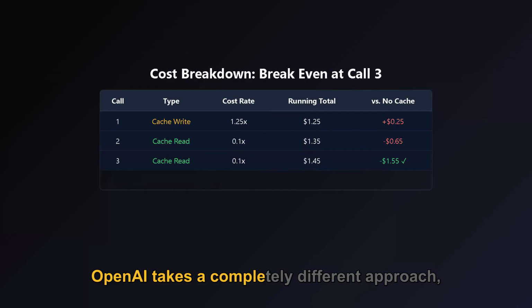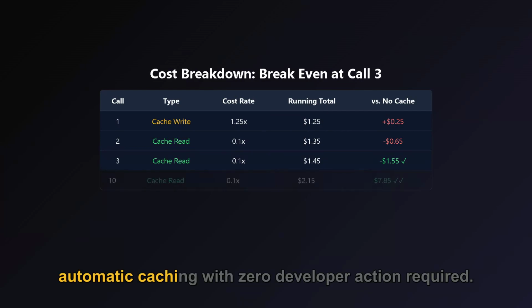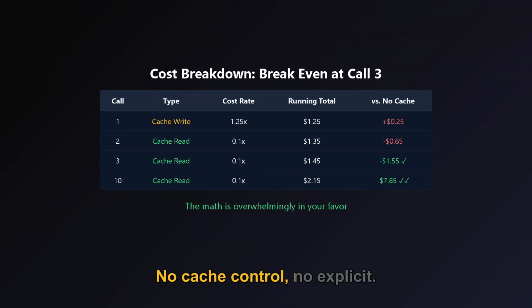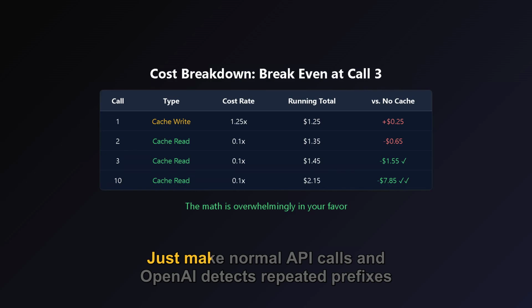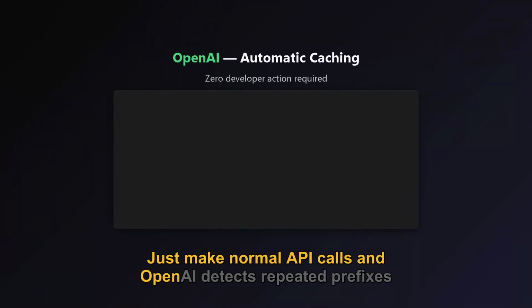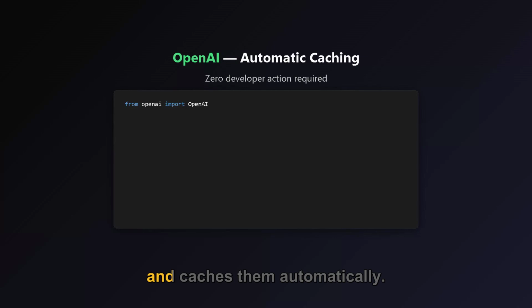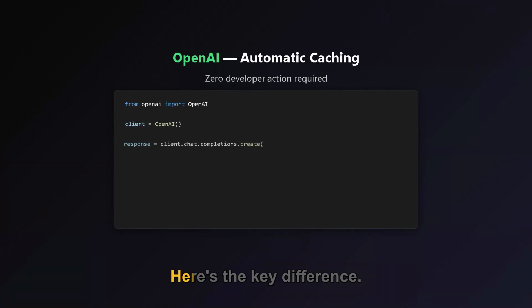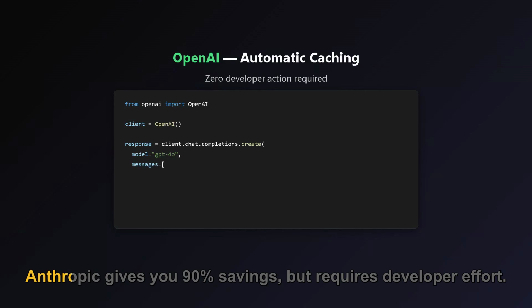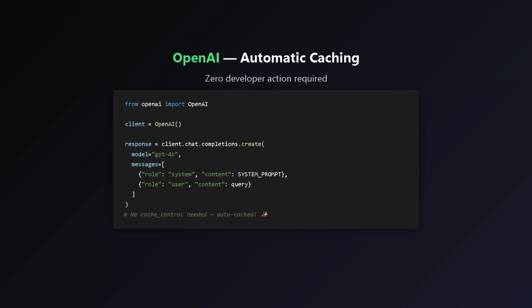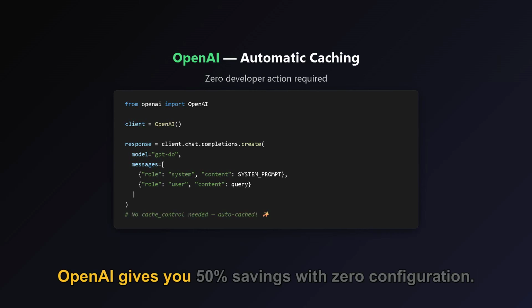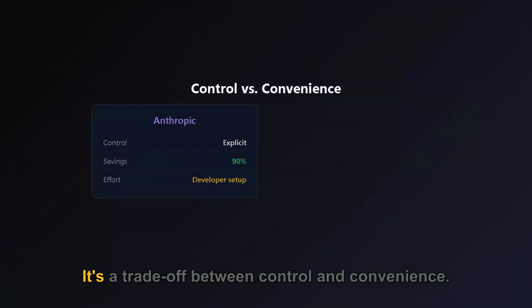OpenAI takes a completely different approach: automatic caching with zero developer action required. No cache control, no explicit marking. Just make normal API calls and OpenAI detects repeated prefixes and caches them automatically. Here's the key difference. Anthropic gives you 90% savings but requires developer effort. OpenAI gives you 50% savings with zero configuration. It's a trade-off between control and convenience.